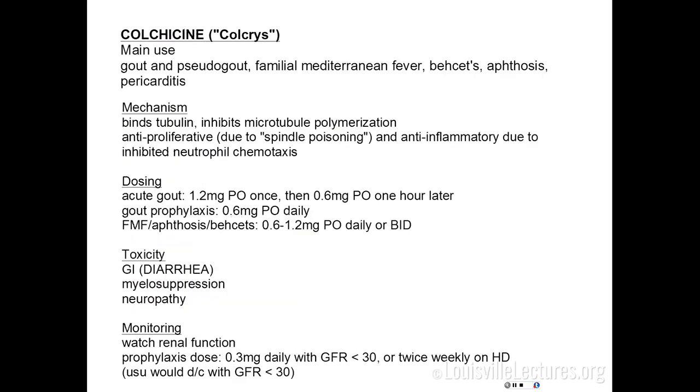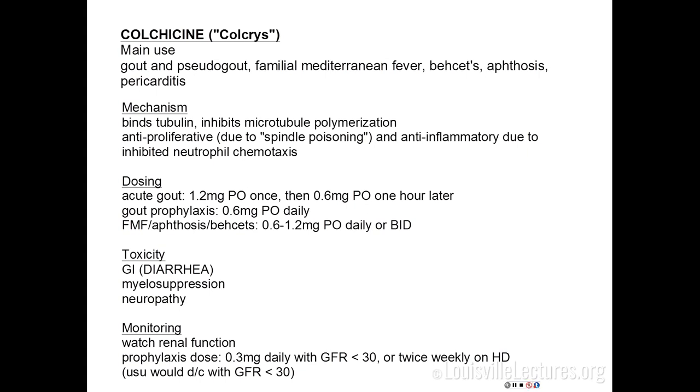Colchicine is our other gout drug. Pseudo-gout. It's used for some of the autoinflammatory diseases as well. Familial Mediterranean fever can sometimes be useful with Behçet's for the oral and genital ulcers, aphthosis. There's some evidence to support its use in idiopathic pericarditis. It's another one of these drugs that we have a lot of presumed mechanisms, but nobody really knows for sure.